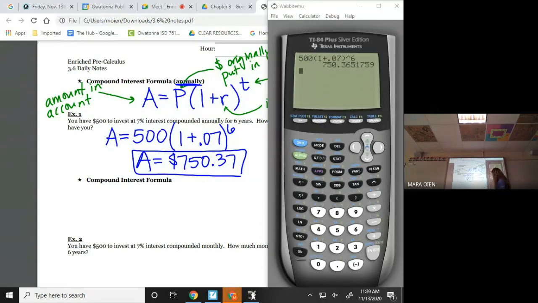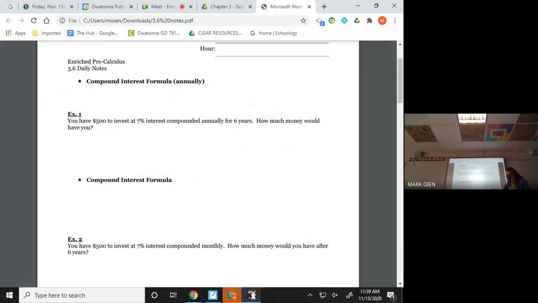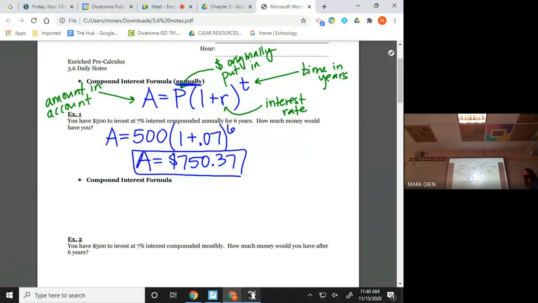Okay. Now, banks tried to then start to get more competitive. And so then they'd say, well, this bank's only paying you interest once a year. We might pay you twice a year, or we might pay you interest every single month, or we might pay you interest every single day. We're going to vary how often we pay you interest.